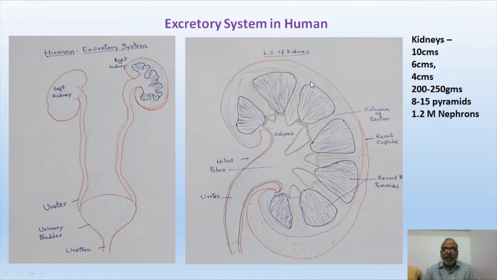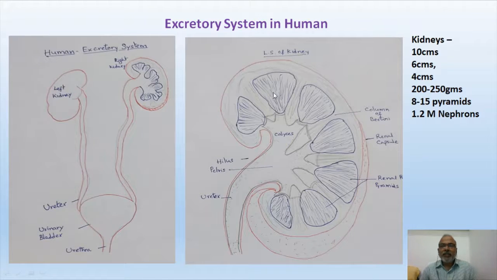In between the pyramids, the cortex is projected. That projected part is called columns of Bertini. Okay. What are there in cortex and in medulla?